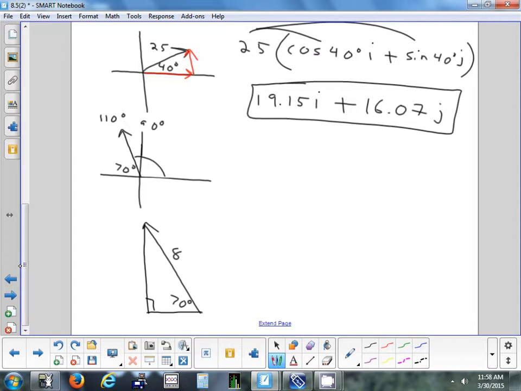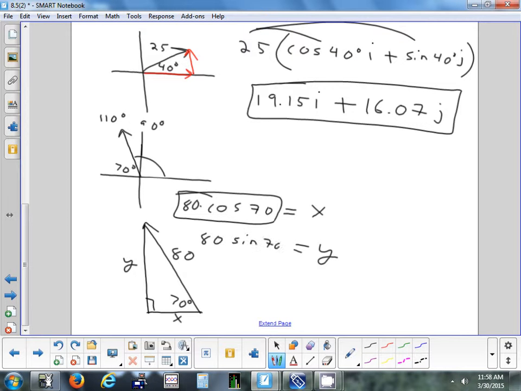Okay, how much was it? 80 newtons. Call this x, call that y. Find your components. So cosine 70 equals x over 80. Instead of dividing by 80, I'm going to move it to the other side. There's my horizontal. And my vertical would be sine 70 equals y over 80. And I'm going to move the 80 to the other side. Now I'm going to do it out just like I did up above. 80 times cosine 70, and then 80 times sine 70.